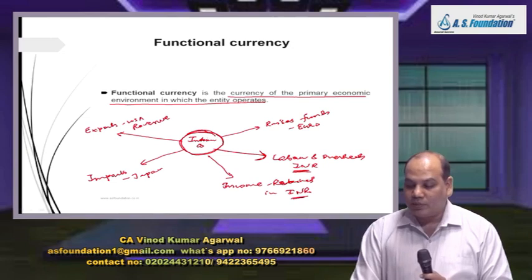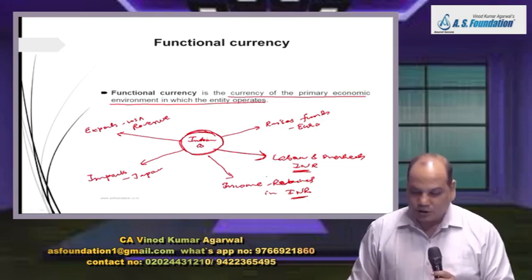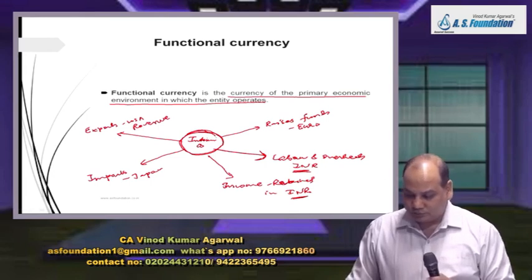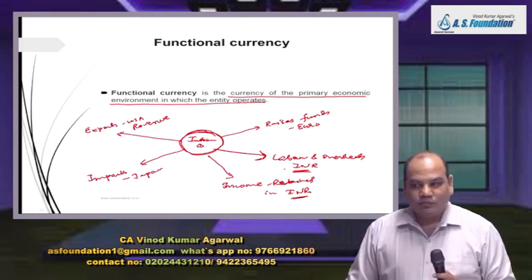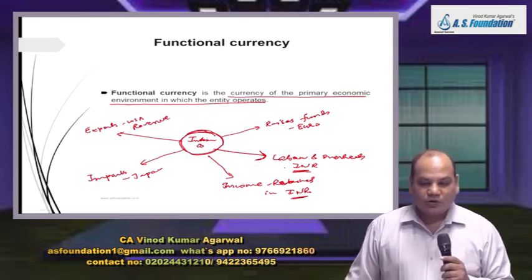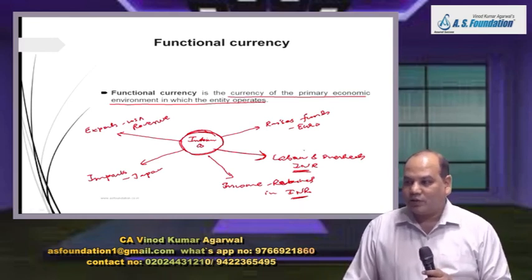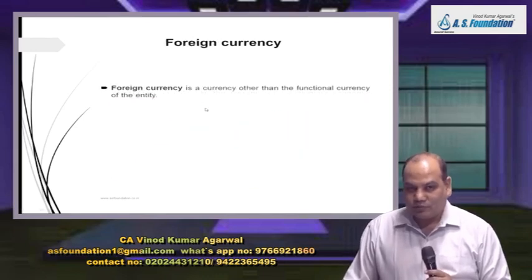Functional currency is not a matter of choice. Functional currency is to be determined after considering several factors. And if the several factors point out it is INR, then it is INR. Then you can't say, no, I want dollar. Then you can choose dollar as presentation currency, but not as functional currency. Functional currency is not a matter of choice. It is a matter of determination. What is foreign currency?